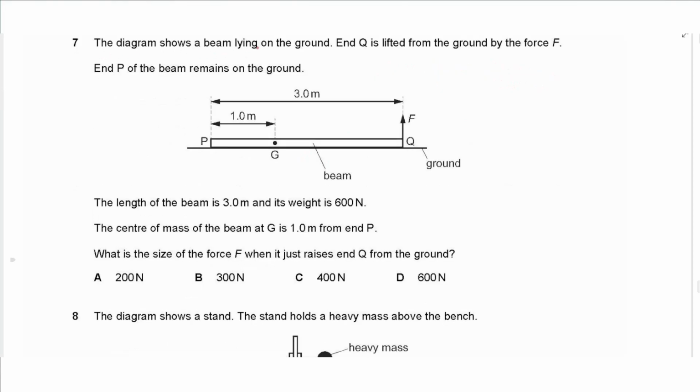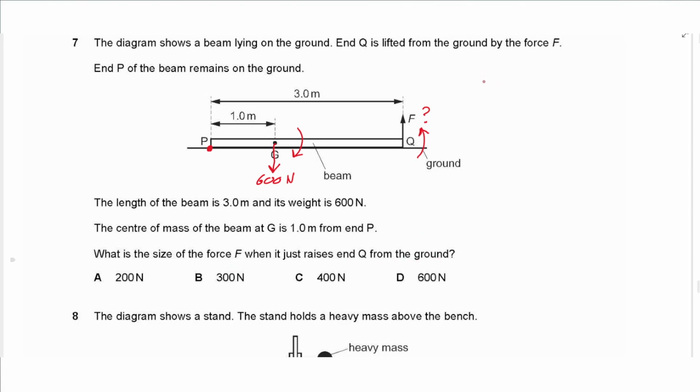Question 7 says the diagram shows a beam lying on the ground. NQ is lifted from the ground by the force F. NP of the beam remains on the ground. The length of the beam is 3 meters and its weight is 600 newtons. The center of mass of the beam is at G, 1 meter from NP, so the weight is acting at this point and it's 600 newtons, and we have an unknown force F, and we have the distances from P, which means P will be the pivot, and the 600 newton is causing a clockwise moment and the force F is causing an anti-clockwise moment. What is the size of the force F when it just raises end Q from the ground?